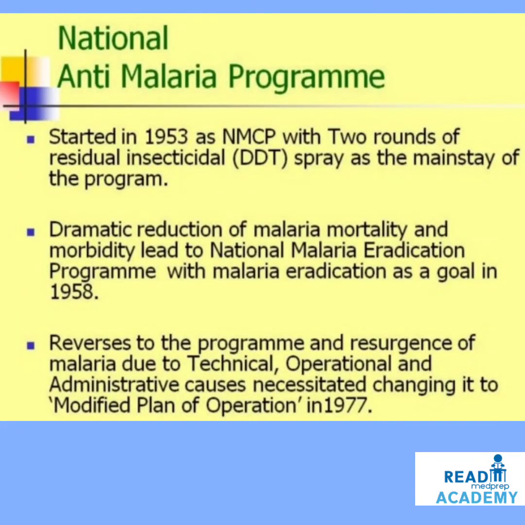The National Anti-Malaria Program started in 1953 as NMCP, with 2 rounds of residual insecticidal DDT spray as the mainstay of the program. A dramatic reduction of malaria mortality and morbidity led to the National Malaria Eradication Program, with malaria eradication as a goal, in 1958. Reverses to the program and resurgence of malaria due to technical, operational and administrative causes necessitated changing it to a modified plan of operation in 1977.